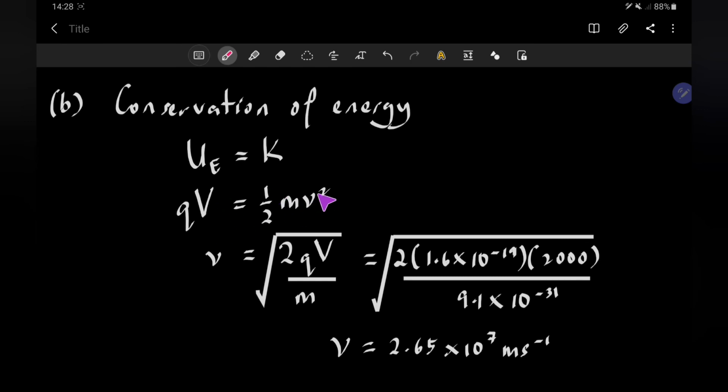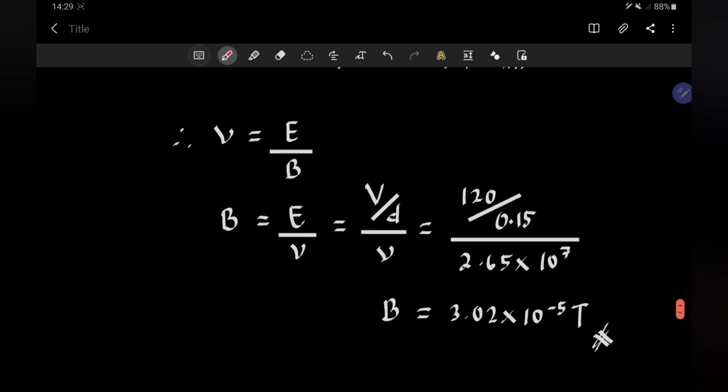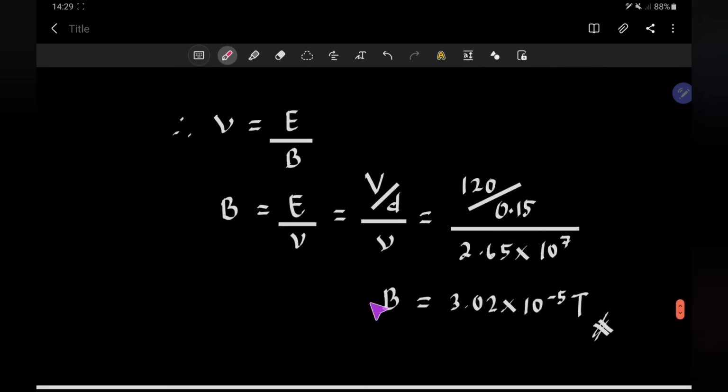By rearranging the equation, you will get that speed equals the square root of 2qV over m. So 2 is a constant, q is also a constant, which is the charge of the electron. This is the potential supply, which is 2000, and this is the mass of the electron, given already. Substitute and you will get the speed. Then we substitute it into the earlier equation, and you will get the answer. So the magnetic field strength is 3.02 × 10^-5 Tesla.